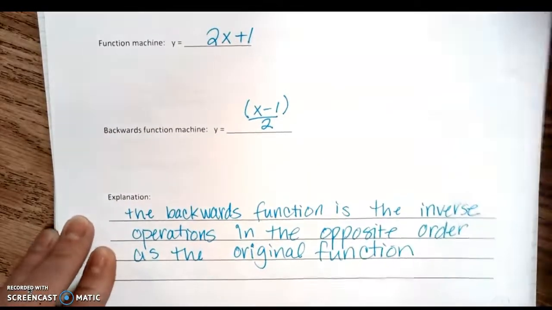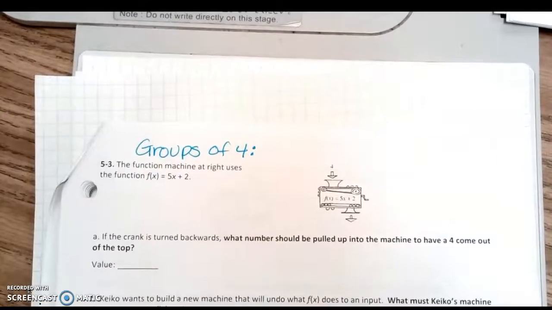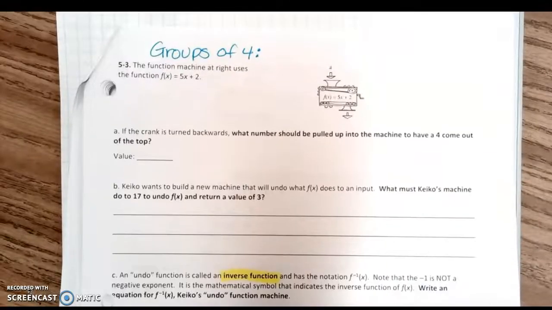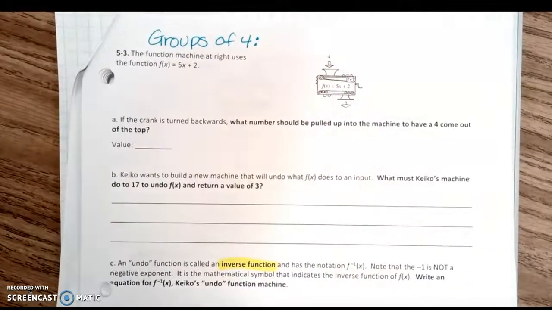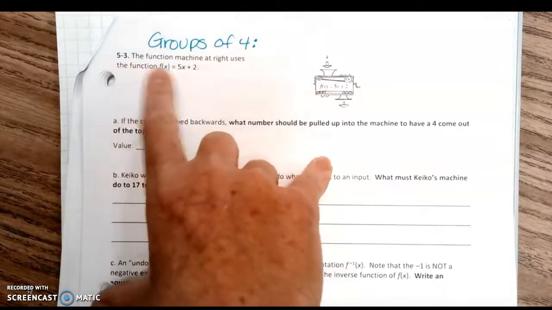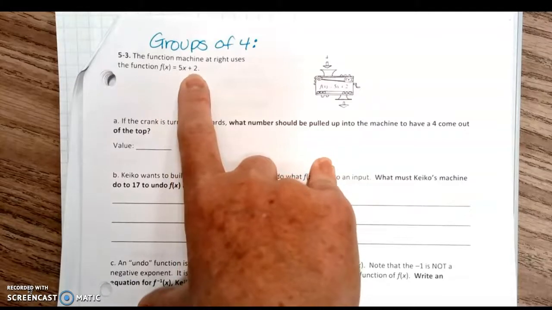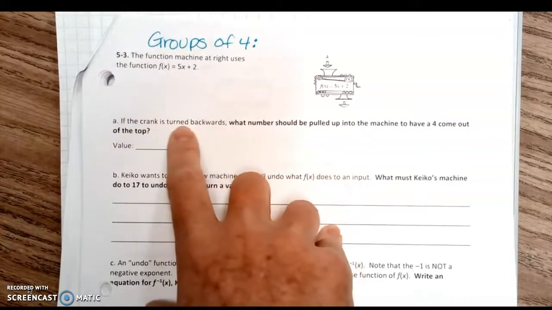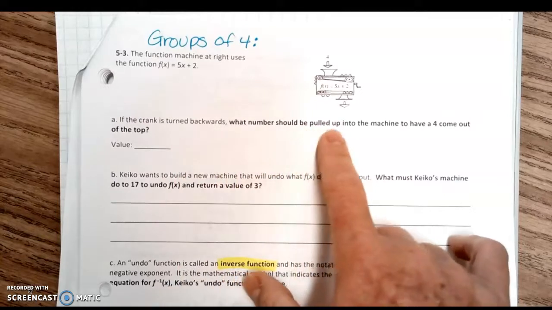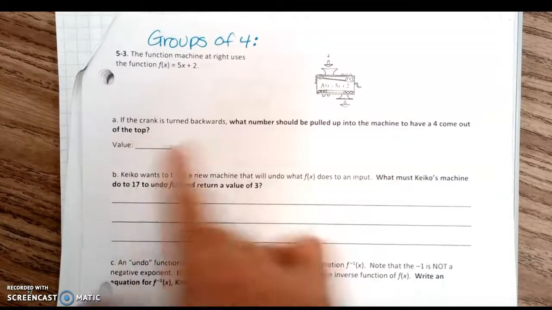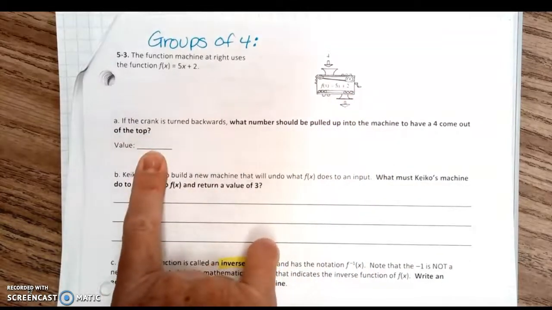All right, flip over to the top of page 4. On the top of page 4, you're going to do page 4 in your groups of 4. So let's just read through it, and then we'll have you break up into your groups and do page 4 together. So it says the function machine at right uses the function f of x equals 5x plus 2. If the crank is turned backward, what number should be pulled up into the machine to have a 4 come out of the top?